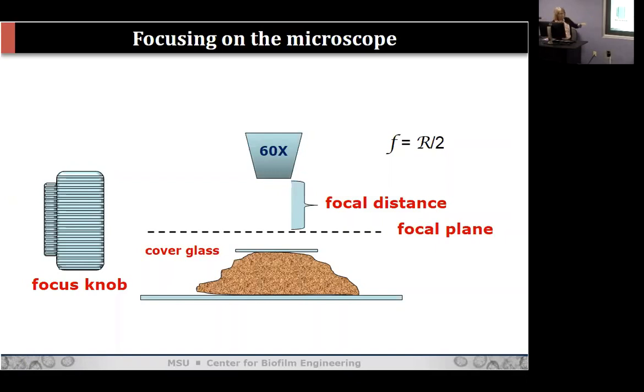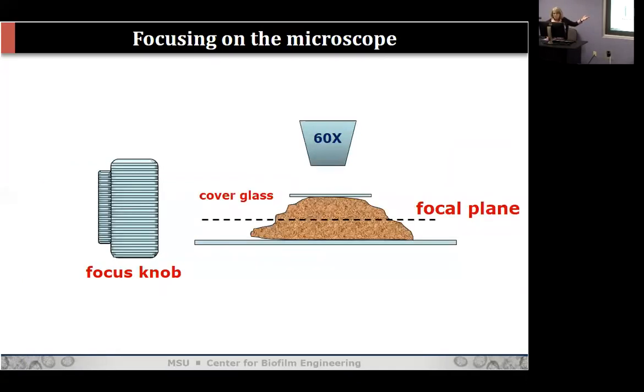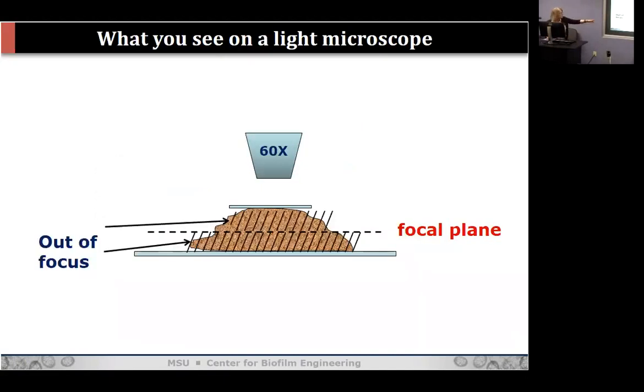And so if you have a thick biofilm sample like we do here, the only thing you can do to see it is bring it to the focal plane. And then we can see it. And the depth of sample we can see in focus is called the depth of field. The problem, if you have a sample like this biofilm that's kind of thick, is that most of what you see is out of focus. And that's what we call out-of-focus haze.